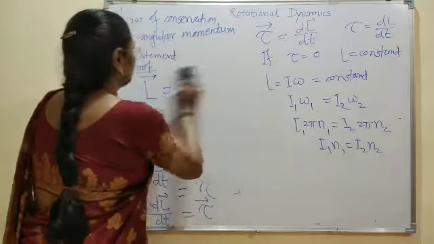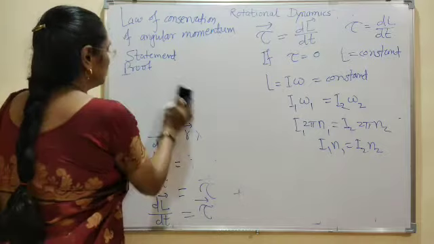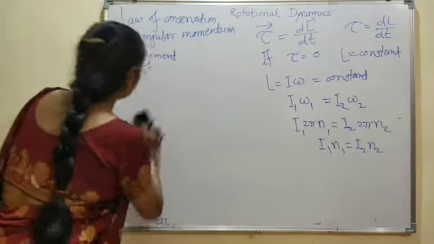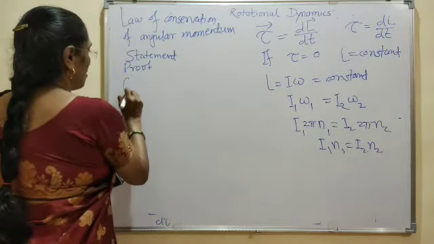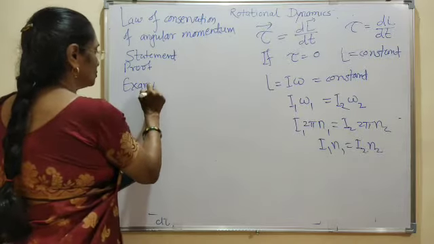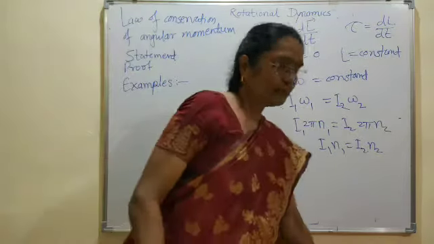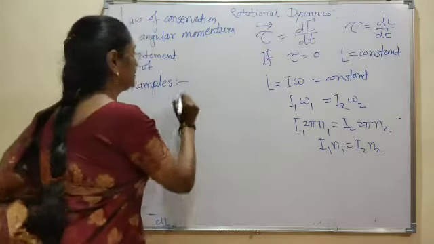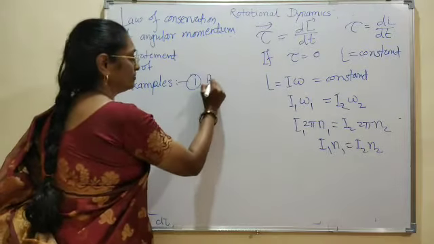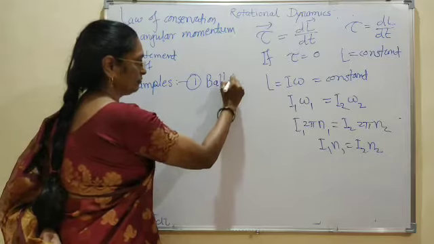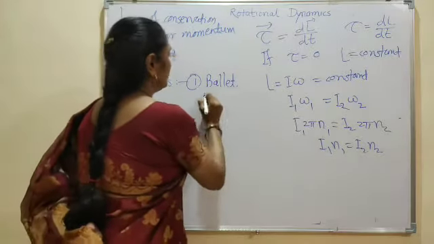Now we have to consider the examples of this conservation law. The first example we take is the ballet dancer.